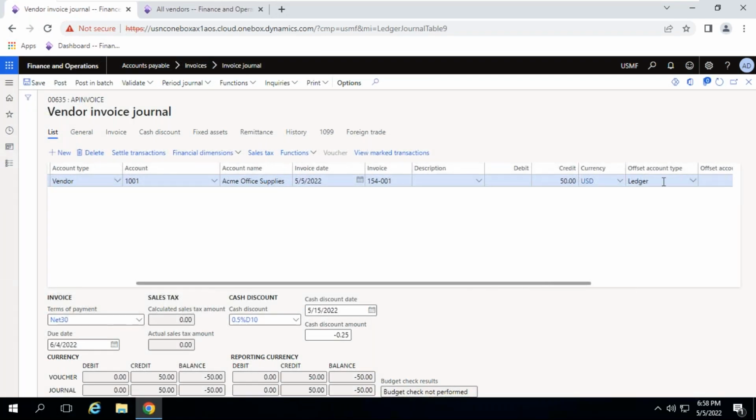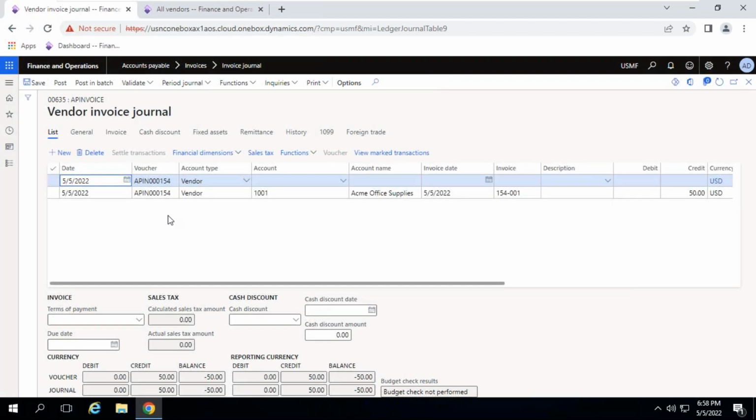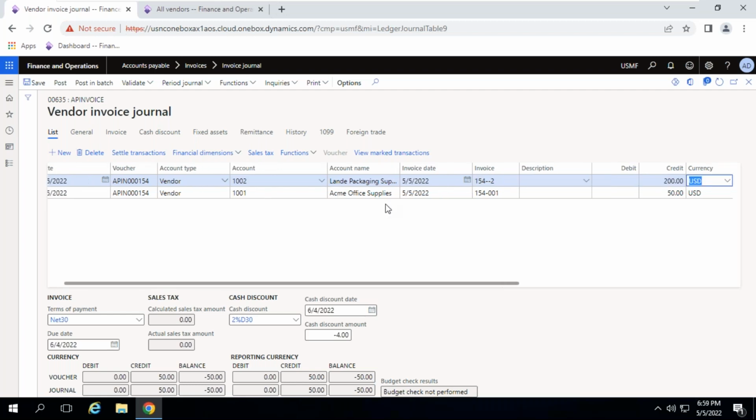Now let me go back. I have not entered the offset account. I can enter one more line. Suppose I enter 1002, another vendor, with invoice number 154-002, and suppose this is 200. Now if you save it, it is 250. Now I can enter a line downside.